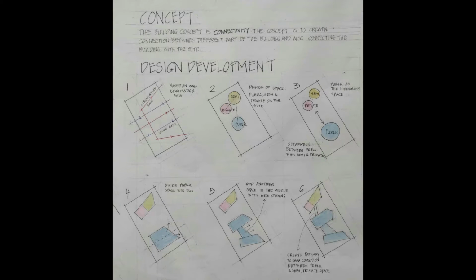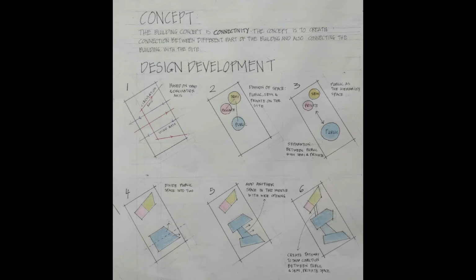Next, moving on to the concept. The concept of this building is connectivity. This concept is to create a connection between three separate parts of the building and also connecting the building with the shape of the site. The design started with the axis of the wind and also the circulation axis. Then three different spaces, which are public, semi and private space, are located on the site following the axis. The public and private space are then separated a bit for privacy purposes. The public space is then enlarged because it will consist of many spaces in it.